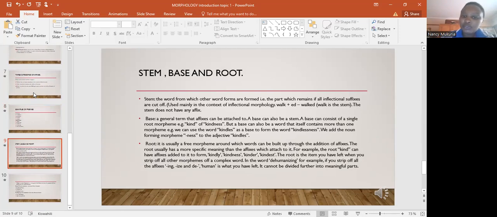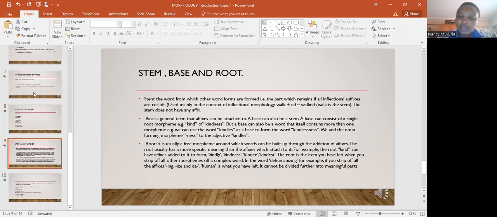We define the stem, base, and root. The stem is the word from which other words form. For example, the part which remains when inflectional suffixes are cut off, used mainly in the context of inflectional morphology. An example is walk-ed. So walk is a stem. The stem does not have any affix.